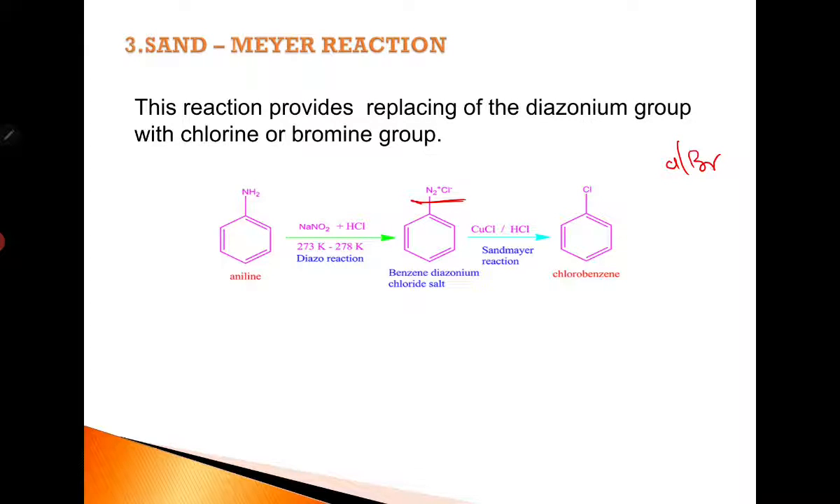That is, this group is replaced by either chloride ion or bromide ion to form halobenzenes, and this is called the Sandmeyer reaction. This is the most widely used and very convenient method for preparing aryl halides. Here, aniline is converted to benzene diazonium chloride first, and on treating with cuprous chloride in the presence of HCl, the diazonium group is replaced by chloride group. If you take cuprous bromide, we will get bromobenzene.